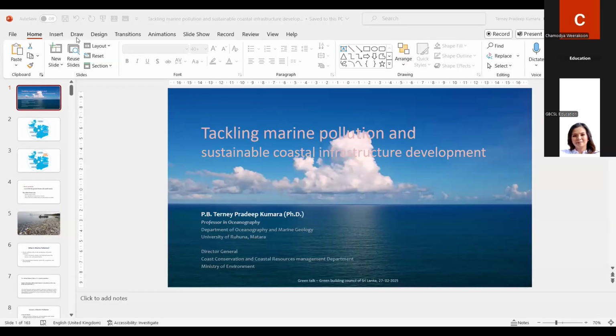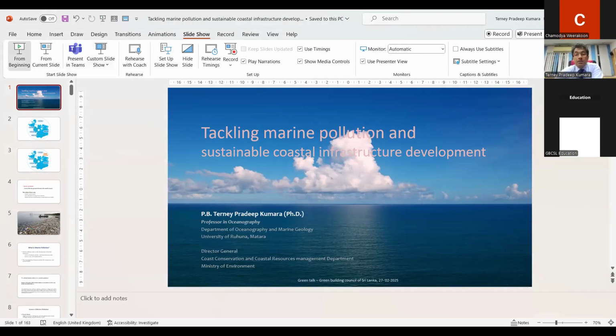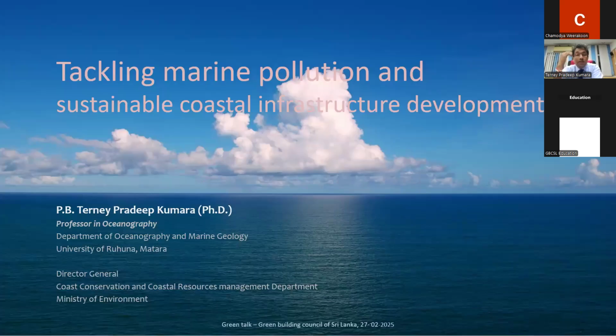But anyway, I'm happy to deliver this on behalf of enthusiastic people like you to learn about marine pollution and sustainable coastal development. So my topic today, the given topic, is the same. It's about tackling marine pollution and enabling coastal infrastructure development in Sri Lanka and in general.